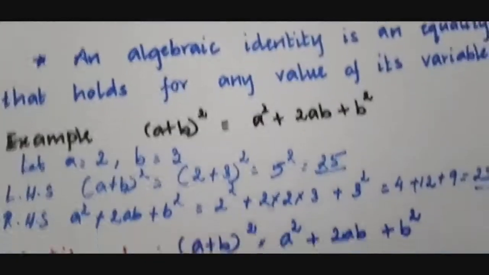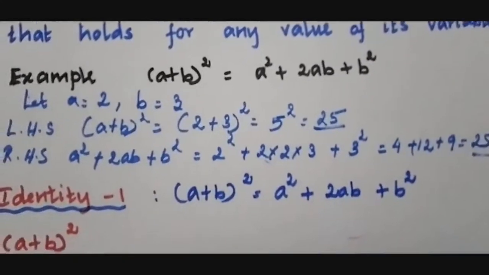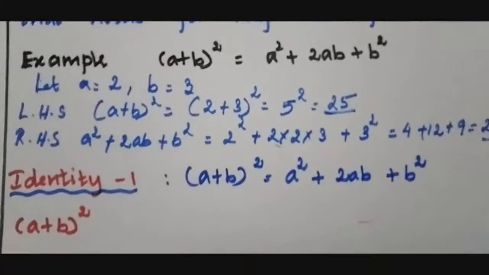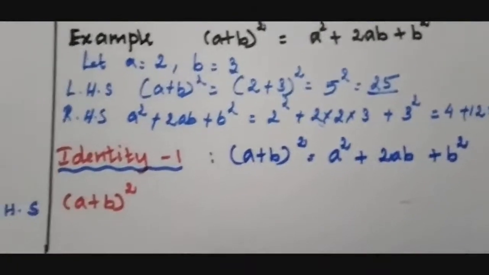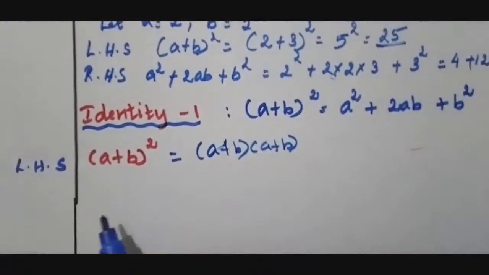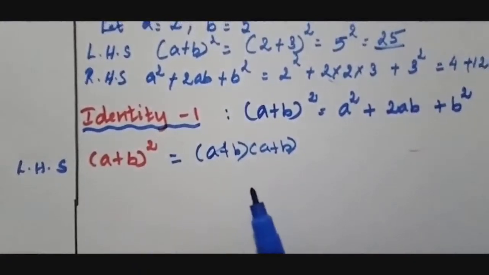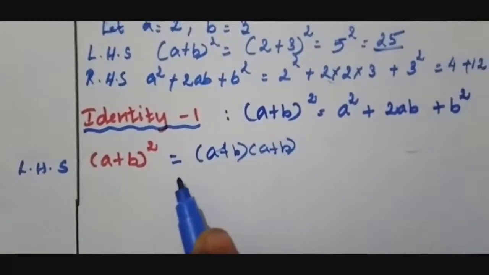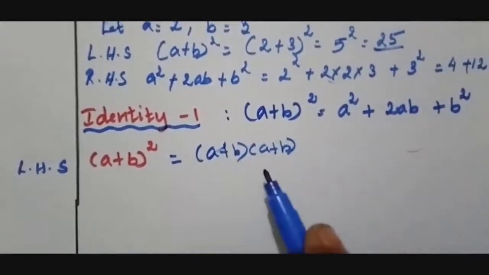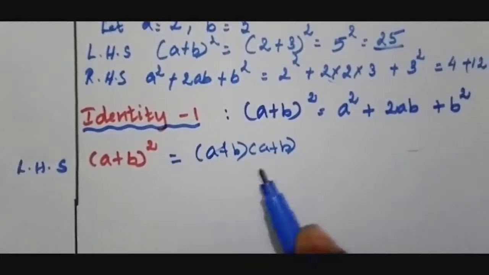First, let us solve the identity. Identity 1, a plus b the whole square is equal to a square plus 2ab plus b square. Now take the LHS. A plus b the whole square is equal to a plus b into a plus b. A square you can write as a into a, no? Similarly, a plus b the whole square you can write as a plus b into a plus b.